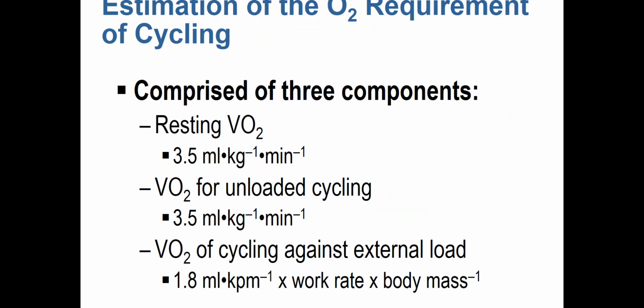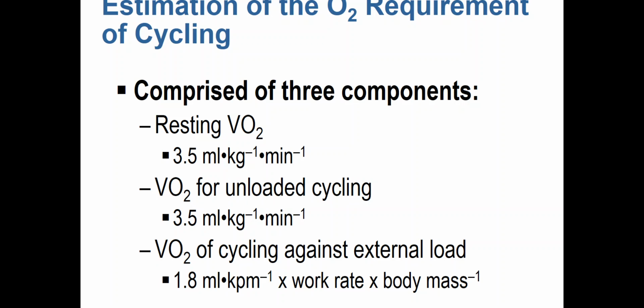Estimation of the oxygen requirement of cycling. It's comprised of 3 components. You have your resting VO2, which is 1 metabolic equivalent, or 1 MET. You have the VO2 for unloaded cycling, and you have VO2 of cycling against external load. So the best way to put this is the resting VO2, and the VO2 for unloaded cycling. This is basically cycling with no resistance.